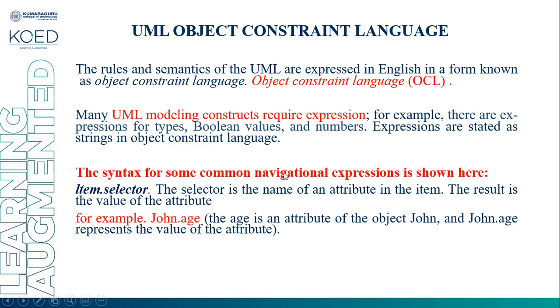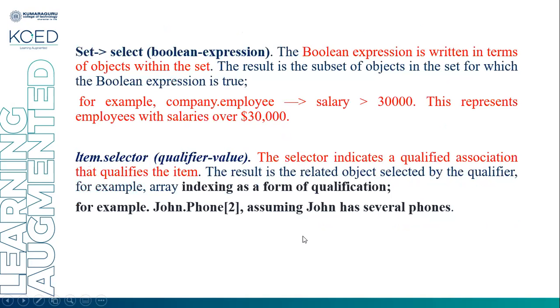The syntax for some common navigation expressions is shown here. The first expression is item.selector. Selector is the name of an attribute of the item, and the result is the value of the attribute. That means a value will be assigned to or extracted from the attribute. For example, John.age. John is an item, and age is a selector, meaning an attribute. Age is an attribute of the object John, and John.age represents the value of the attribute.